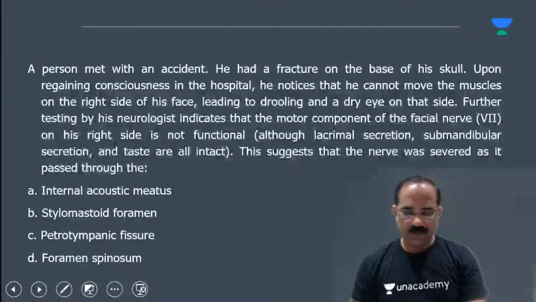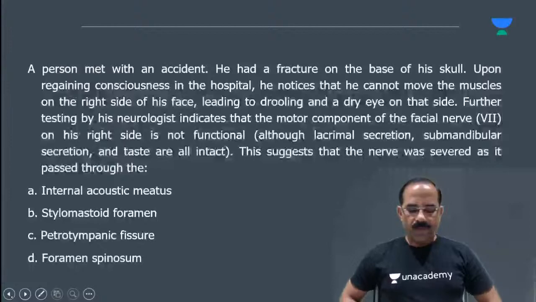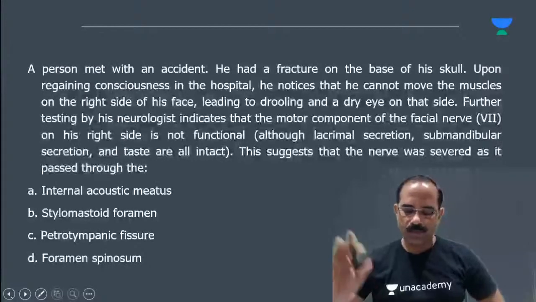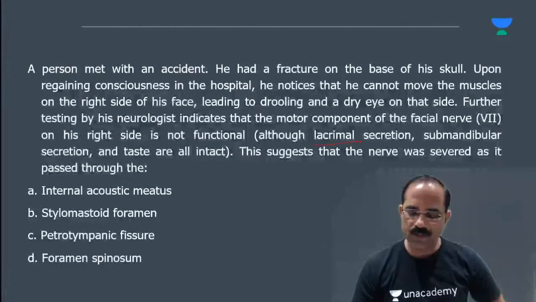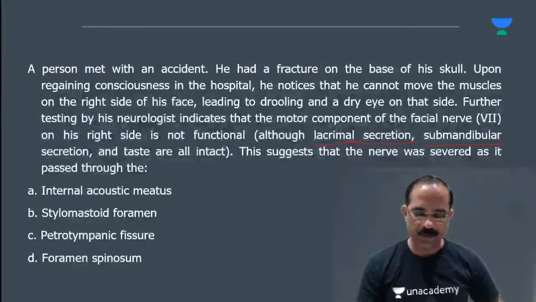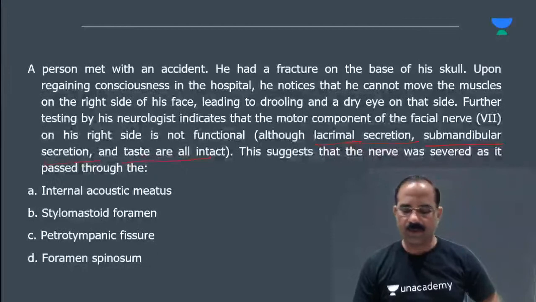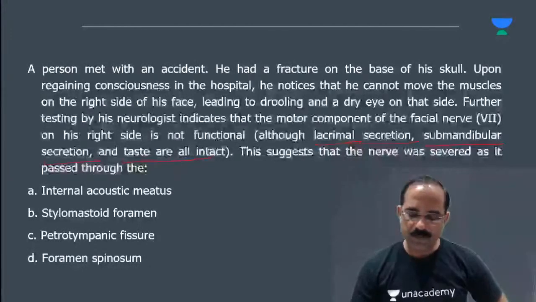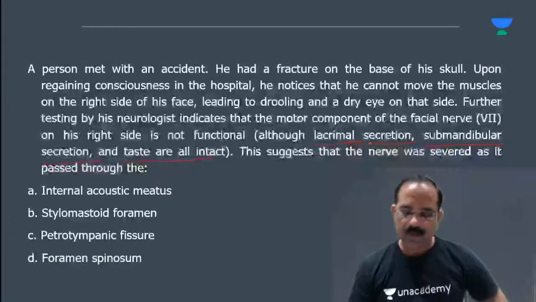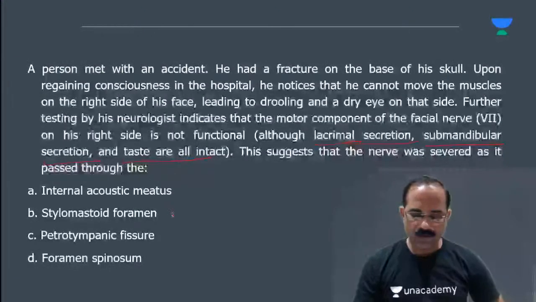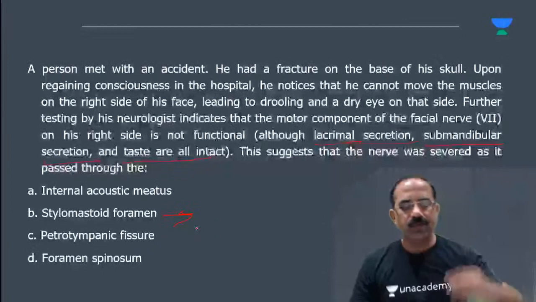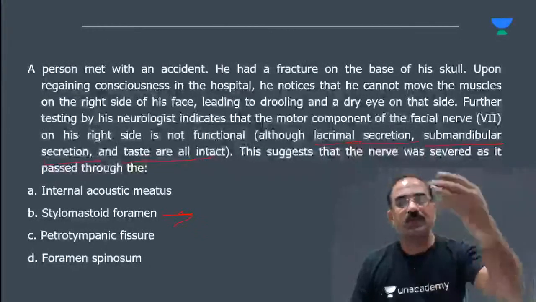Right, just have a look at this MCQ once again. I hope this is clear. See, lacrimal secretion is intact, submandibular secretion is intact, taste is intact. That means chorda tympani is intact, greater petrosal nerve is intact, right? And hearing will also be intact. So where is the nerve injured? At the stylomastoid foramen.